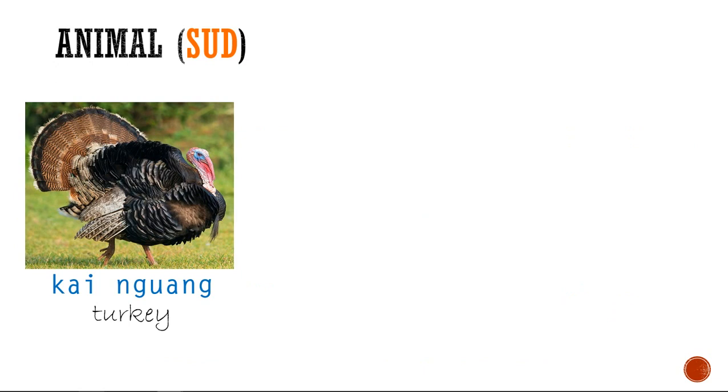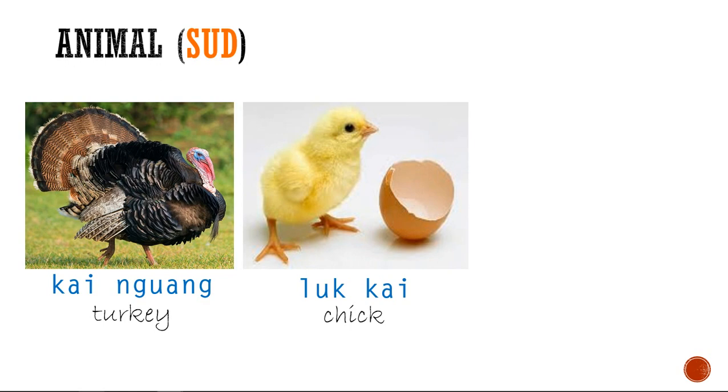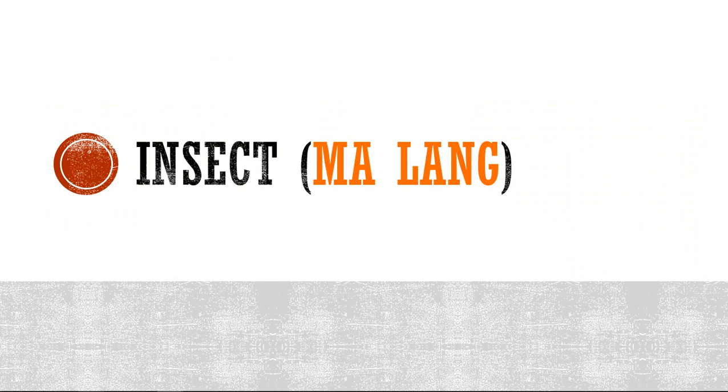Gai nguang, turkey. Luk gai. Luk means children or kid, and gai means chicken. So luk gai, chick. Gai, chicken.